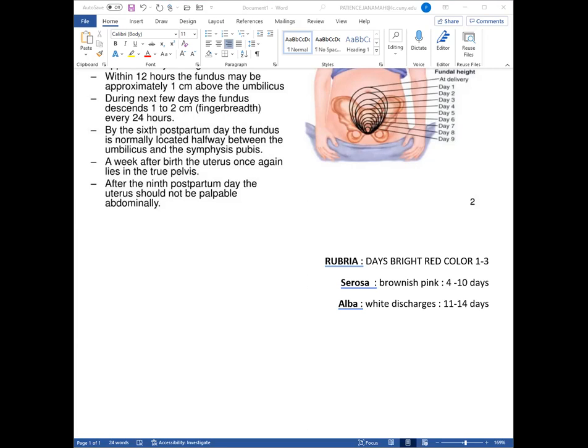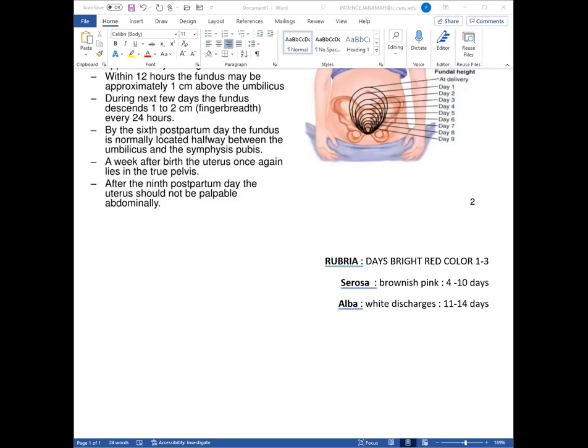So in the newly delivered mother, they encourage them to walk. And they encourage them to report how many times they have been to the bathroom to pee or to move their bowel. Now, if you are constipated, you have to report it. So that is the expectation. And then they want to continue monitoring their vital signs as often as they can.